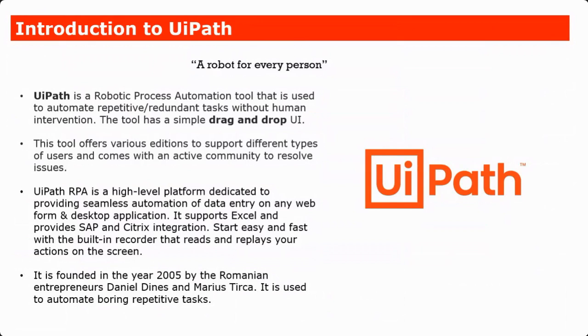The UiPath RPA high-level platform not only provides automation for desktop and web-based applications, but it also provides support to automate the things that you do in your SAP and Citrix integration. You can start easy and fast, the reason being that a lot of organizations across the globe have done automation and have published their tools as activities so that you can start from there. So a lot of reusable components are available.